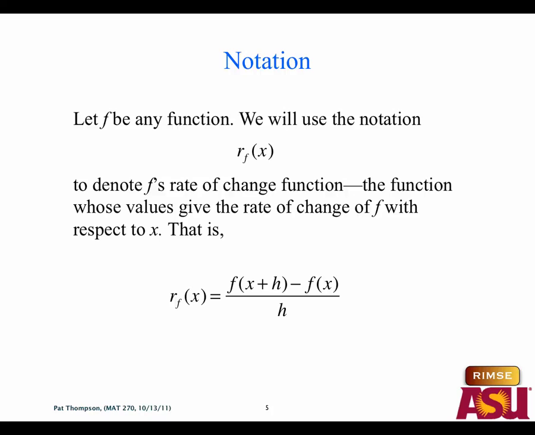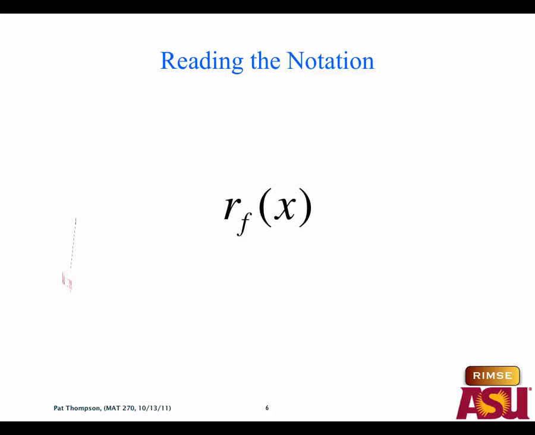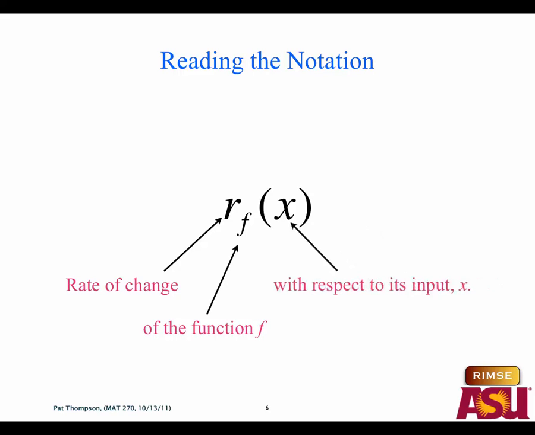So at the beginning of class, we saw the difference, right? This does not give a step function. It gives a continuous function, but it's still approximate if h is not small. It gives a continuous function, not a step function. So how do you read it? It's the rate of change of the function f with respect to its input x. So we're going to practice saying that, okay? The rate of change of the function f with respect to its input x.